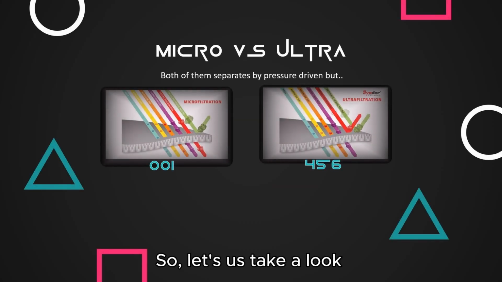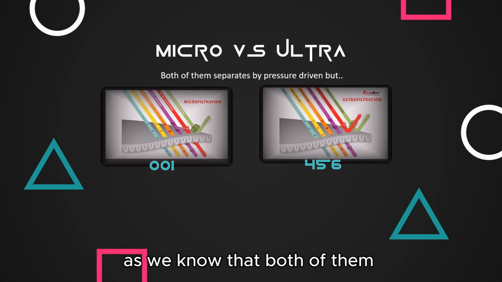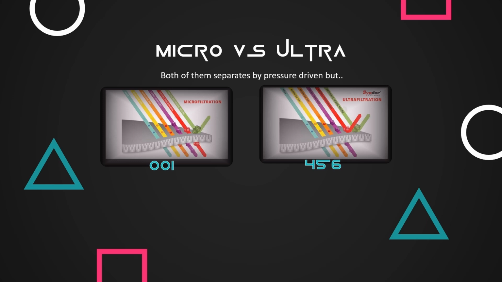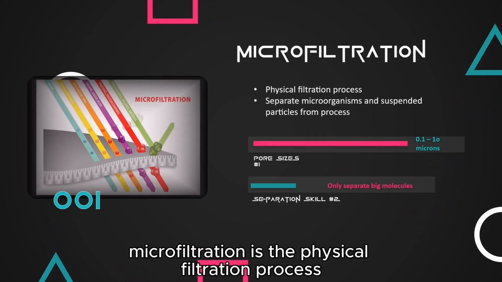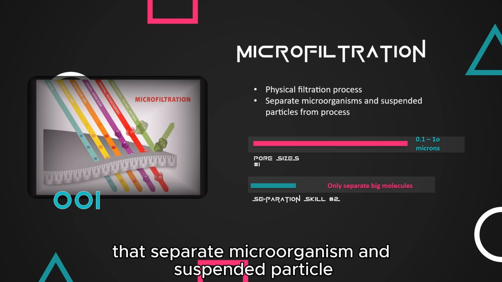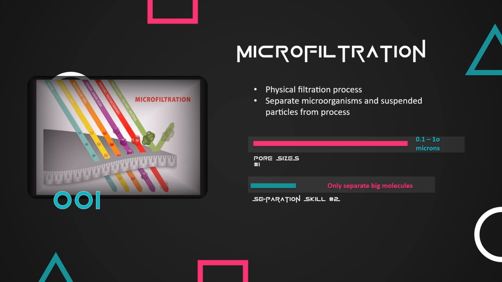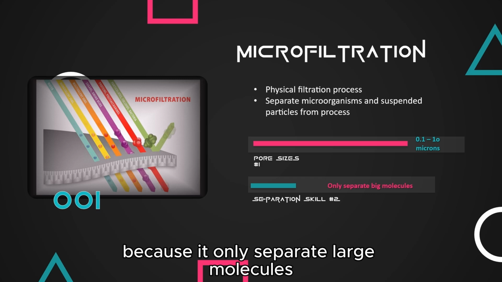So let us take a look at microfiltration versus ultrafiltration. Both of them are separated by pressure driven, but microfiltration is a physical filtration process that separates microorganisms and suspended particles from the process. It has 0.1 to 10 microns pore sizes, and it has low separation skill because it only separates large molecules.